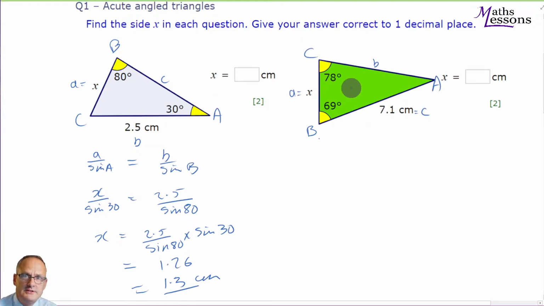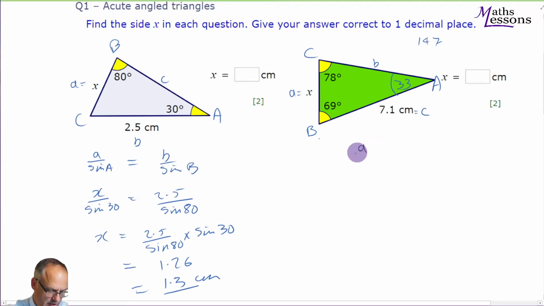But what we need is an opposite pair. But we also need, when the unknown is A, we need to find this angle. Well, we can find this angle because we know the angles in a triangle add up to 180 degrees. So if we do 78 plus 69, so add on 9 to 78, we get 87. Add on 60, we get 147. Sorry, 147 for these two angles. Take that away from 180, and we get 33 for this angle here for A.